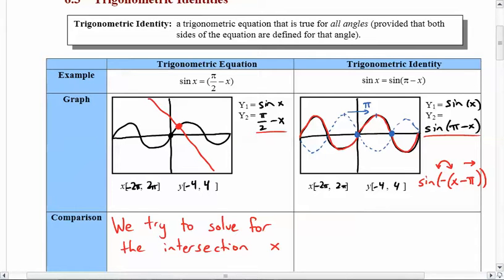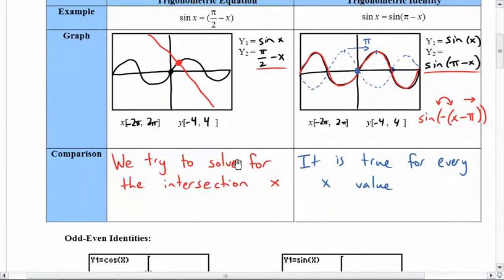So with the trigonometric identity, it is true for every x value. Okay, the graphs are identical. And with the trig equation, we've got different graphs for the left-hand side and the right-hand side. So let's take a look at some examples of important identities.